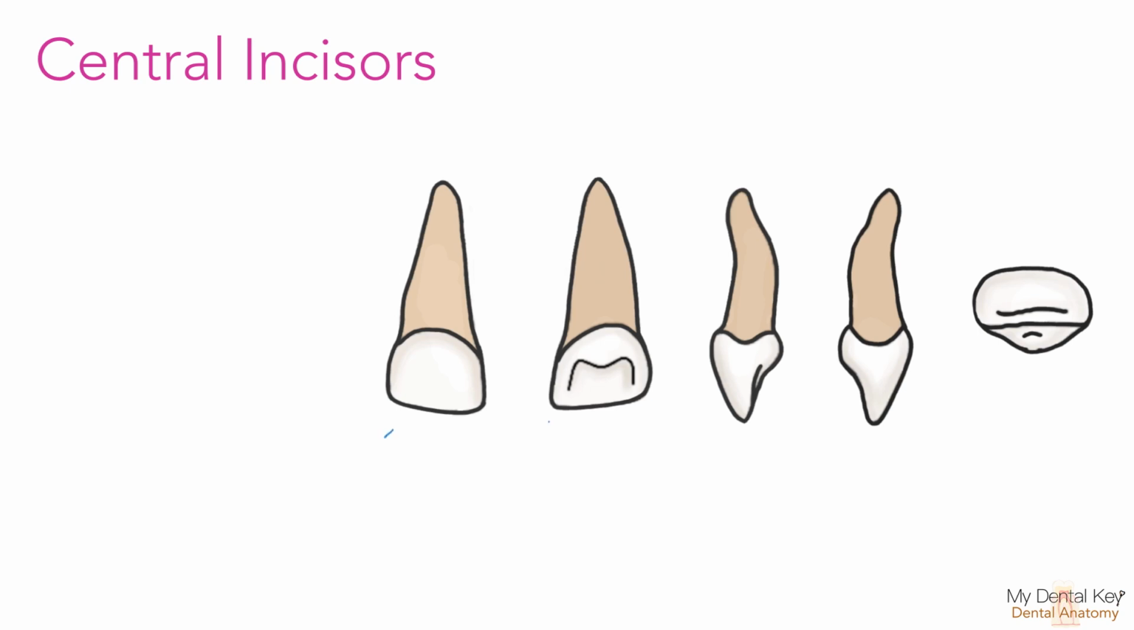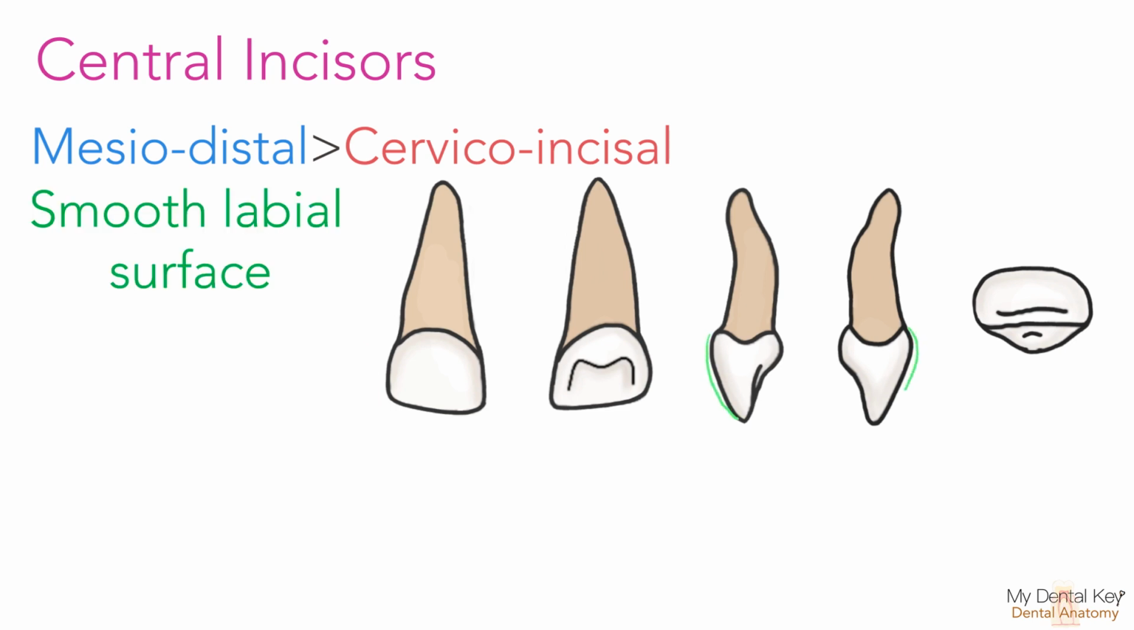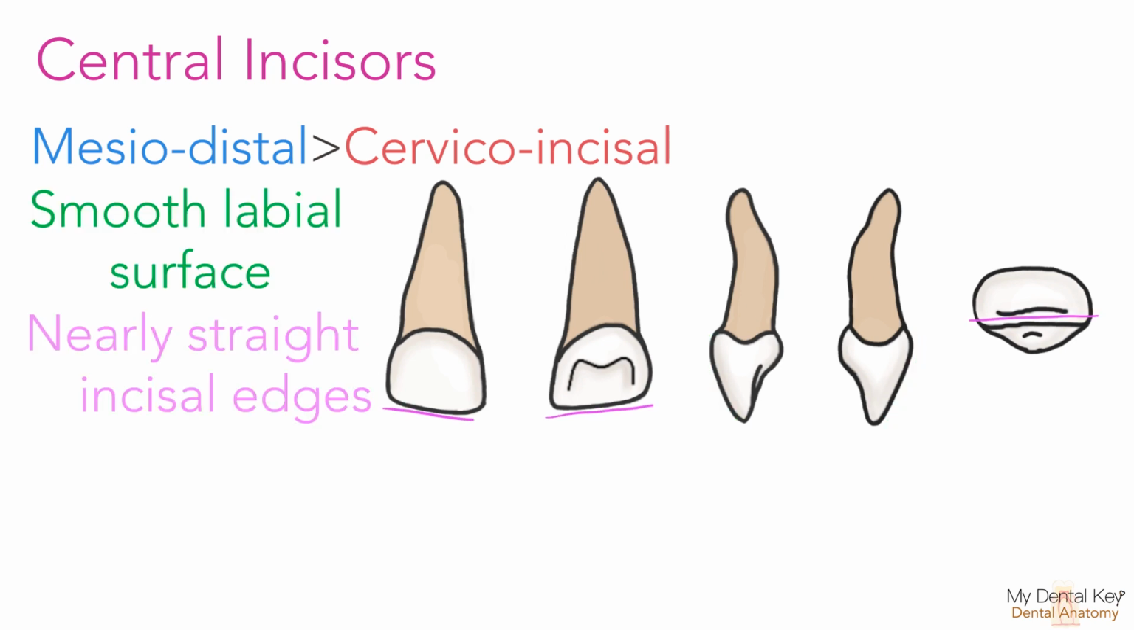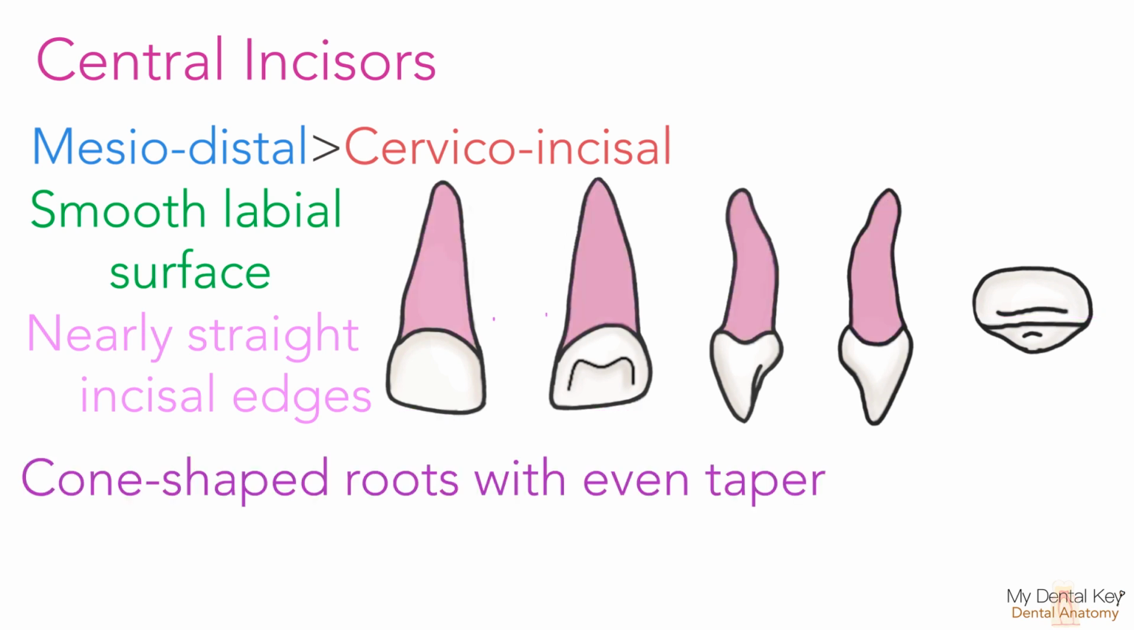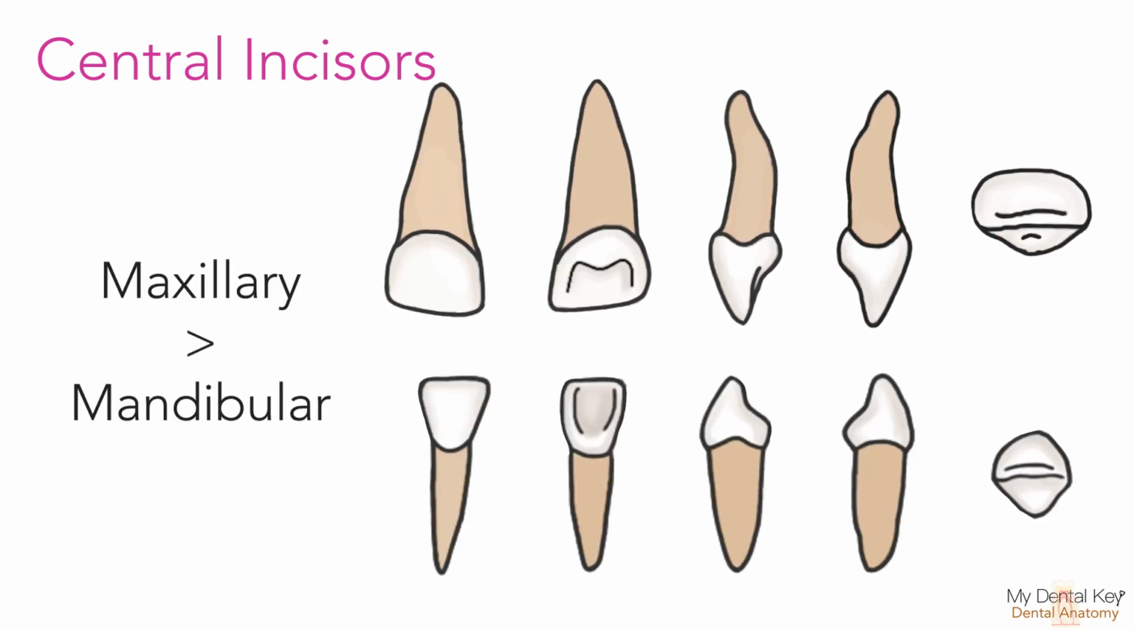Central incisors have a greater mesiodistal width compared to their cervicoincisal length. They have smooth labial surfaces, nearly straight incisal edges, and cone-shaped roots that are tapered evenly on the sides. There are well-developed marginal ridges on the lingual surface, and the mandibular central incisors on the bottom are smaller than the maxillary incisors on the top.